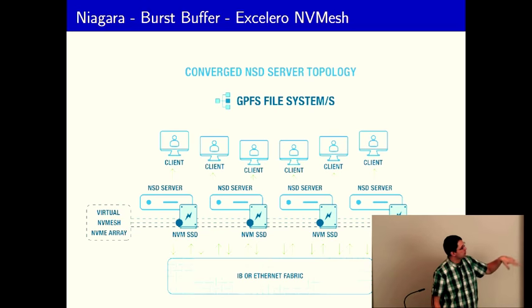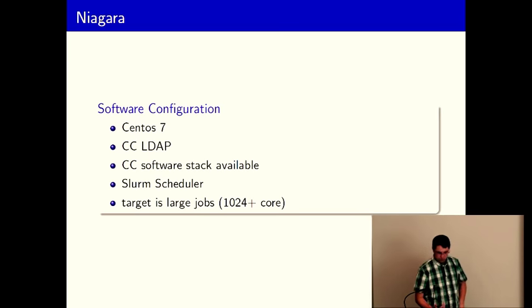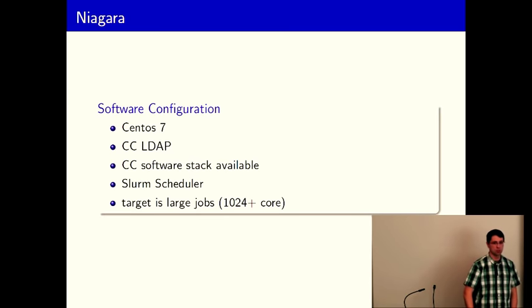I'll just skip that, but at the end of the day, it looks like a GPFS file system on the top. So of direct interest to most of you is probably the software configuration. What, from a user's perspective, is this system going to look like? Well, it's Linux. It'll just be a newer version, CentOS 7. How you access the system will be a little bit different.